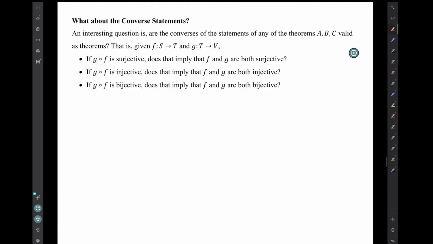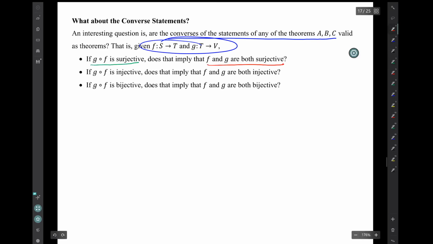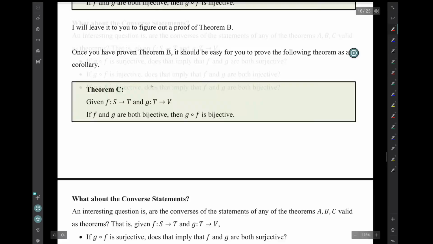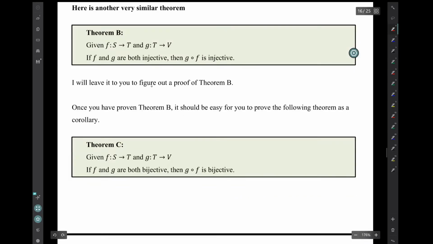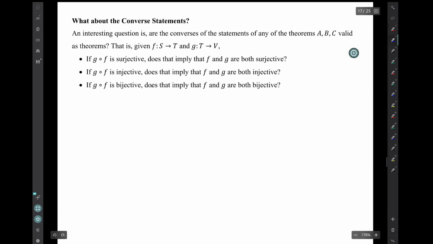What about the converse statements? That's an interesting question. Are the converses of any of those theorems valid as theorems? That is, given functions like that, f and g, if we know that their composition is surjective, does that imply that both functions are surjective? And if we know the composition is injective, does that imply that both f and g are injective? Because again, those are statements that would be the converses of those theorems. Now remember that the converse of a conditional statement does not mean the same thing as the original statement.